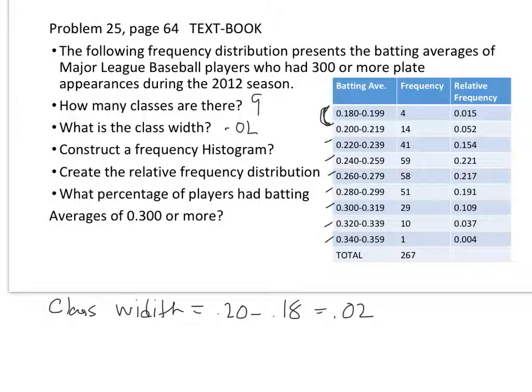And then it says construct a frequency histogram. Well, we're not going to do that one because we created a frequency bar chart, and it's basically the same idea. You would have to look at the maximum and minimum of the frequency to create the y-axis, and your x-axis would of course be your batting averages for intervals. But what I am going to create is a relative frequency histogram. The relative frequency distribution is right here, but we're going to create a relative frequency histogram, just to show you how that transpires. So that's the next step. And then we'll answer the question, what percentage of players had batting averages of 0.300 or more? So let's take a look at the next slide.